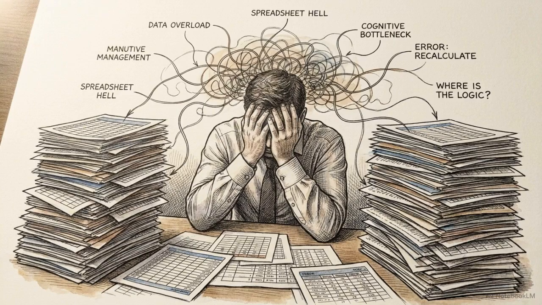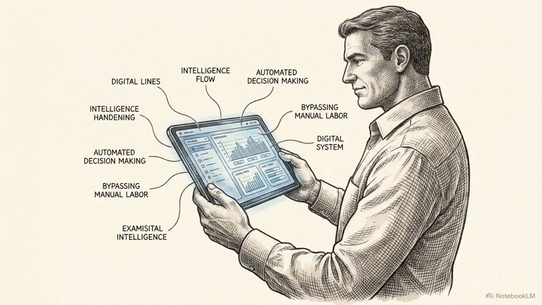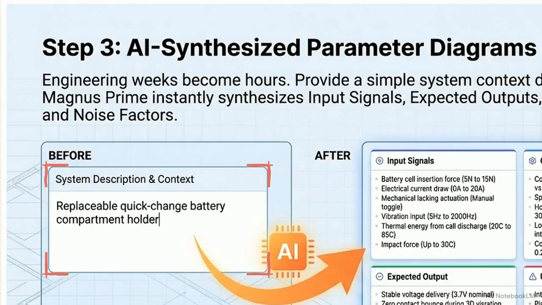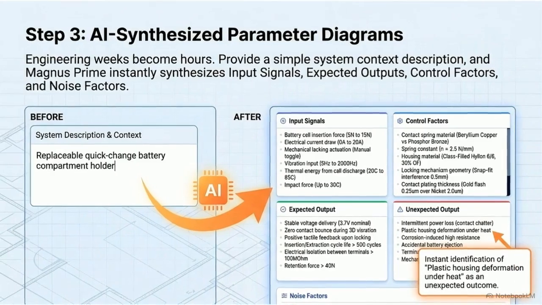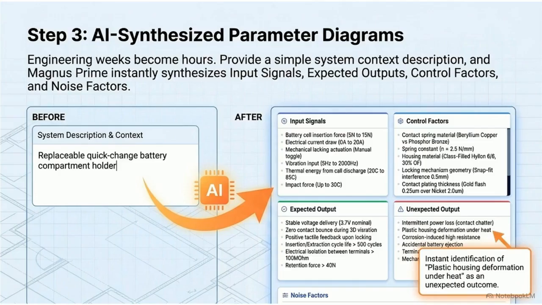To understand how this works in practice, we need to look at how the active AI layer bypasses the manual labor bottleneck of drafting failure networks. This image shows the synthesis process. Provide a simple system context description, and the AI instantly synthesizes the required input signals, expected outputs, control factors, and noise factors. A documentation process traditionally requiring weeks of manual extrapolation is condensed into hours.